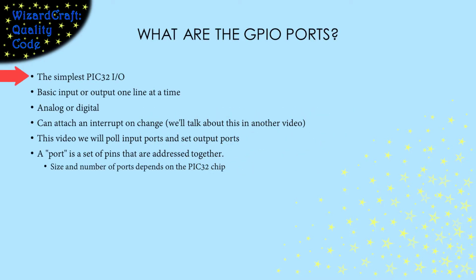The GPIO ports provide simple input-output capabilities. They work one pin at a time and can be either analog or digital. You can attach an interrupt to a change in the state on a pin, but we'll talk about that in a later video. So in this video, we'll talk about how you poll input ports and set the value of output ports. A port is actually a set of pins that are addressed as a group. How many ports you have and how many pins are in each port depend on the particular PIC32 chip you're using.